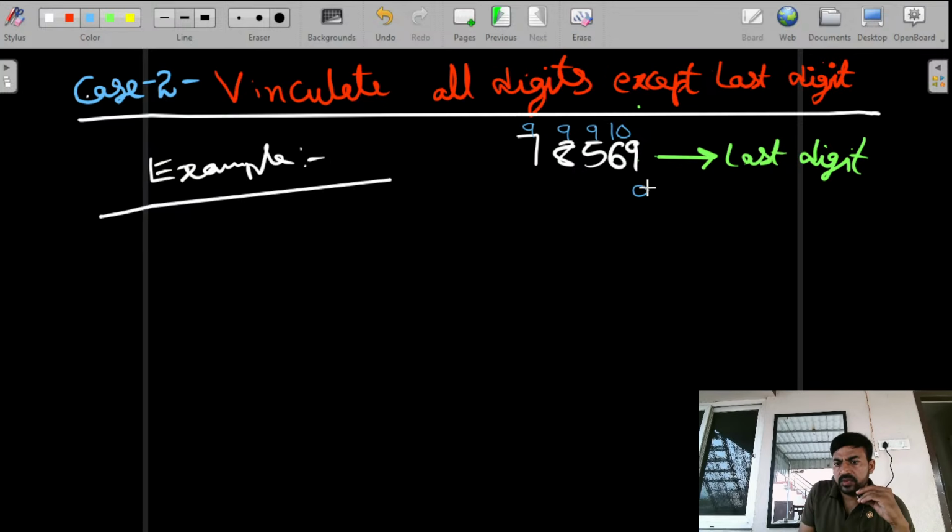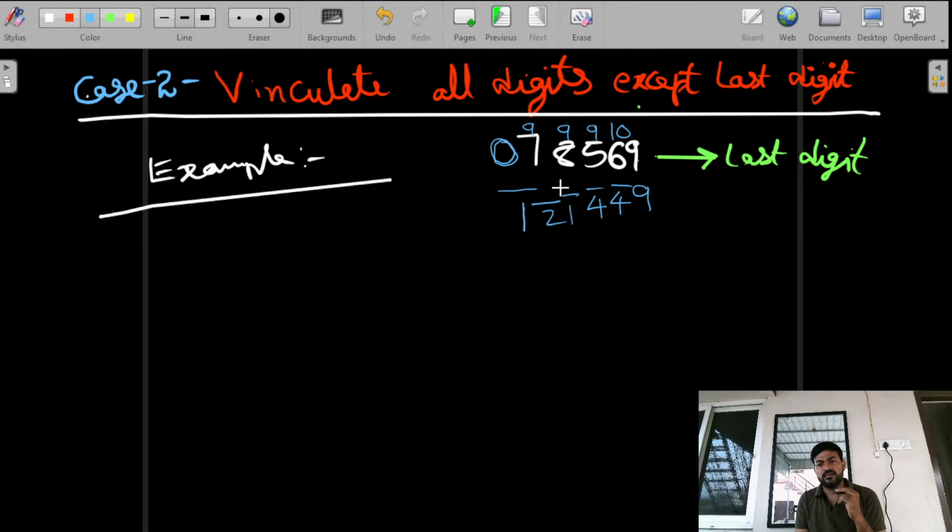Now you have to leave 9 as it is. You have to apply the all from 9, last from 10 concept or rule on the remaining digits. Here the condition I specified is vinculate all digits except last digit. So we leave only the last digit and apply this vinculation process on the rest. 10 minus 6 is bar 4, 9 minus 5 again bar 4, 9 minus 8 bar 1, 9 minus 7 bar 2. Again we don't have any remaining digits, so assume there is a 0 before 7 and take the successor of 0 as 1. This is the thing.